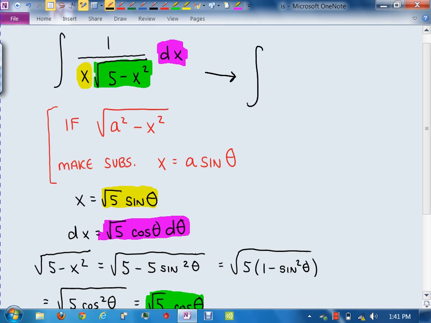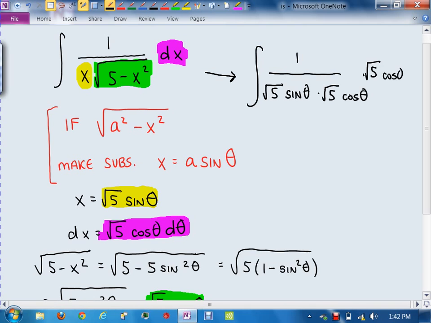It's the integral of 1 over x, which is root 5 sine theta. Then I have that square root of all that junk, which turns into another root 5, this time cosine theta. And then the dx turns into root 5 cosine theta d theta. Sorry, I'm trying to squeeze it in over there. But do you all see where that all comes from? I'll clean it up on the next line.